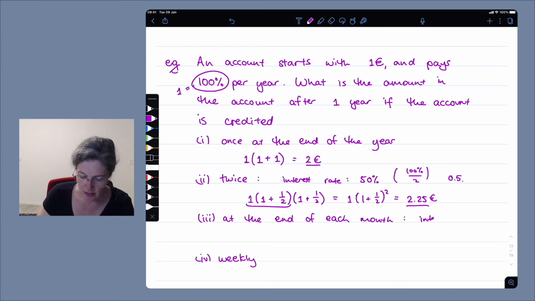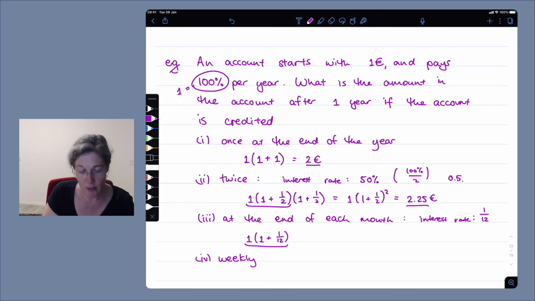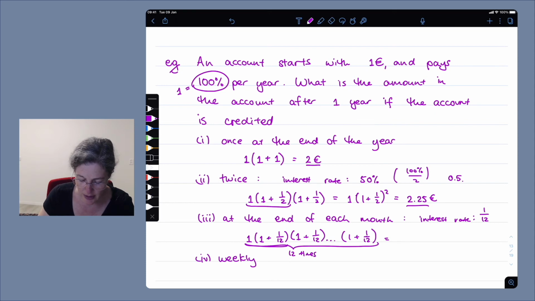So our interest rate in this case, because we're splitting our 100% over 12 months of the year, will be 1 over 12, so 100% divided by 12. How much will we have? Well, we start out with 1. At the end of 1 month, we have our original investment plus the interest that we earn on that. At the end of the second month, we've got this full amount, and we've got to multiply that by 1 plus 1 over 12. And we'd keep doing that for each month to find our final amount. So we'd end up with 1 times 1 plus 1 over 12 to the 12. And if you work that out, you will get 2.613 blah blah blah euros.